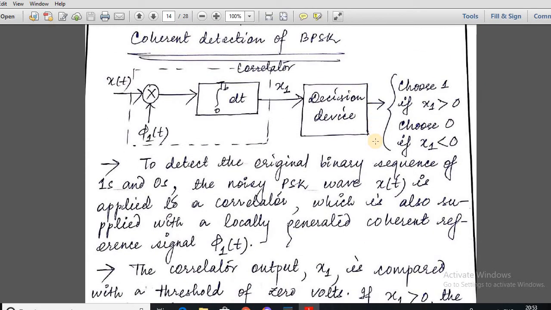Looking at the coherent detection of BPSK, first the received signal is multiplied with the carrier and integrated inside a correlator, and then the decision device, which is exactly the same as the detector discussed for ASK. So absolutely no change. The only thing is the threshold, which we have made 0. If x1 is greater than 0, choose binary 1. If x1 is less than threshold 0, then choose binary 0, or take a decision in favor of symbol 0. The BPSK detector is exactly the same as that of ASK.